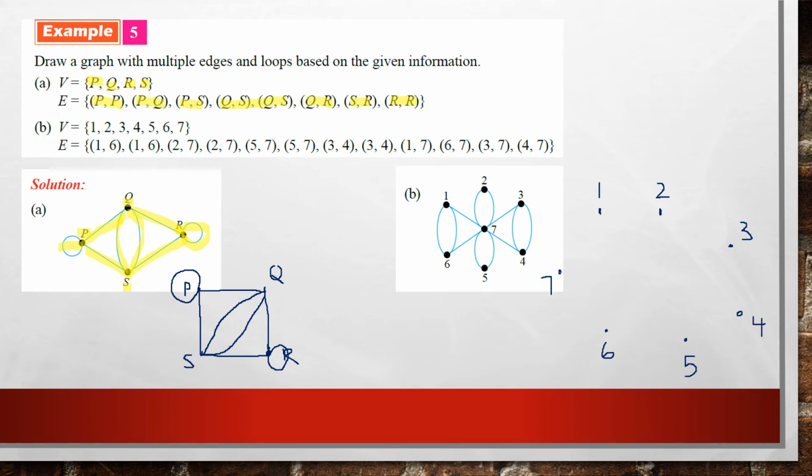Okay, first you put the vertices first, then you draw the line. Okay, will be easy for you. So you already write down the vertices first. Okay, all the vertices 7, then you draw the line. 1, 6. 1, 6 you have multiple edge. So you draw 2 times. 1, 6, 1, 6.